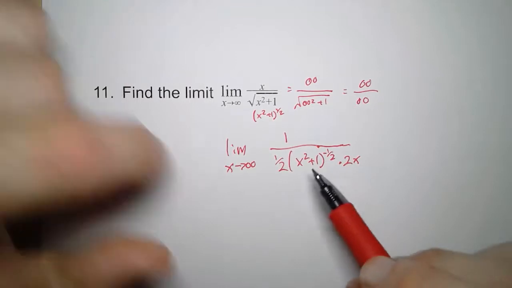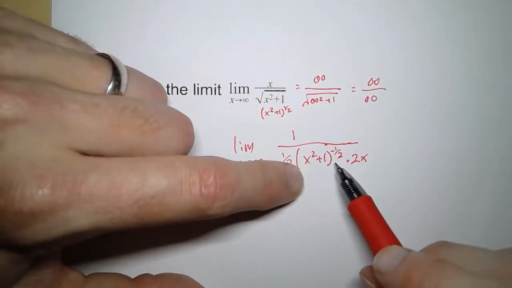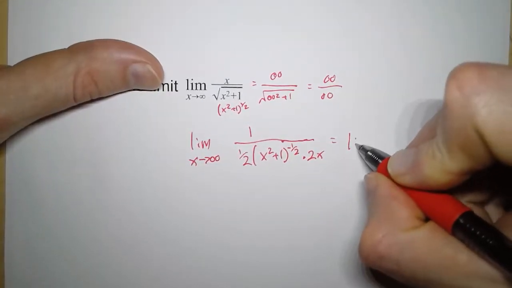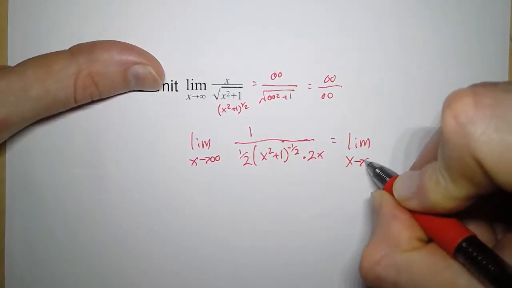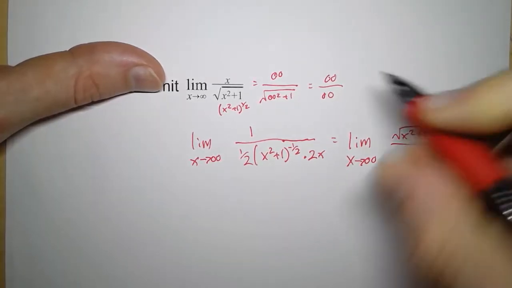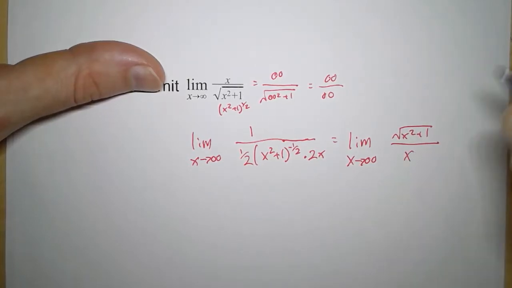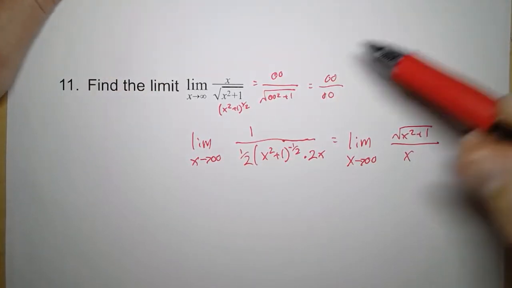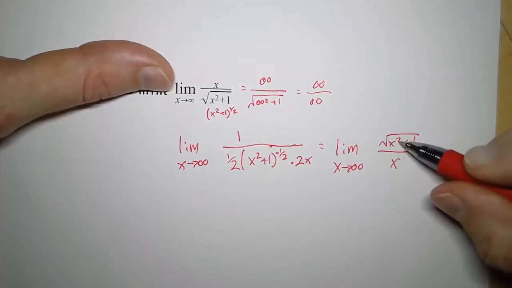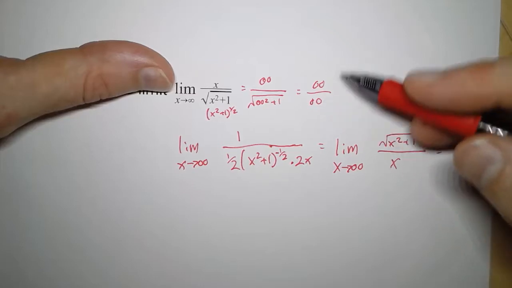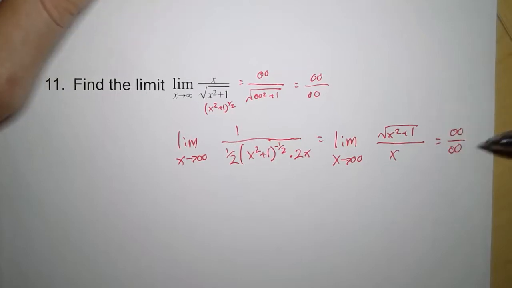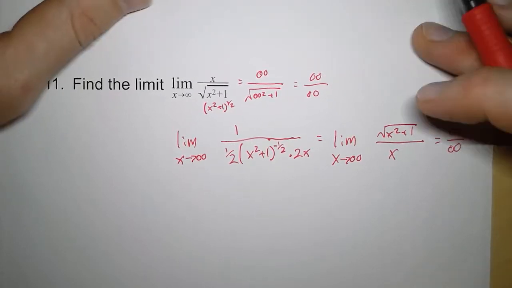Now the 1/2 and the 2x can stay down, but because this expression has a negative exponent, we're going to put that up top. So here we have limit as x approaches infinity, square root of x squared plus 1 all over 1/2 times 2x, which is just x. So having done L'Hopital's rule, we ended up with the reciprocal of the expression we started with. And if we plug in infinity, it's just going to be the same thing but flipped upside down, infinity over infinity. So this isn't enough right here. We need to use L'Hopital's rule again.